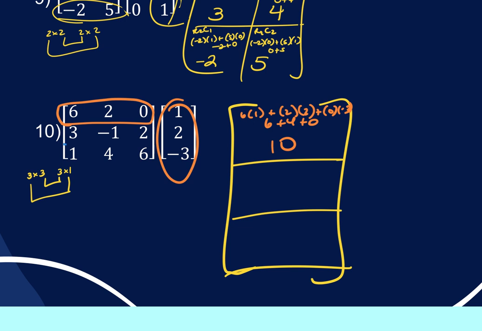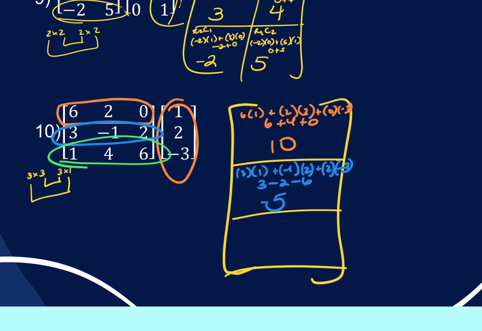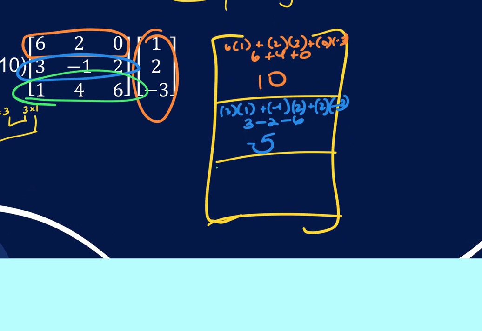And then I go next row. Row 2, same column. 3 times 1 plus negative 1 times 2 plus 2 times negative 3. 3 minus 2 minus 6. 1 minus 6, or negative 5. And then I go last row, same column. 1 times 1 plus 4 times 2 plus 6 times negative 3. And you get 1 plus 8 minus 18, 9 minus 18, or negative 9.